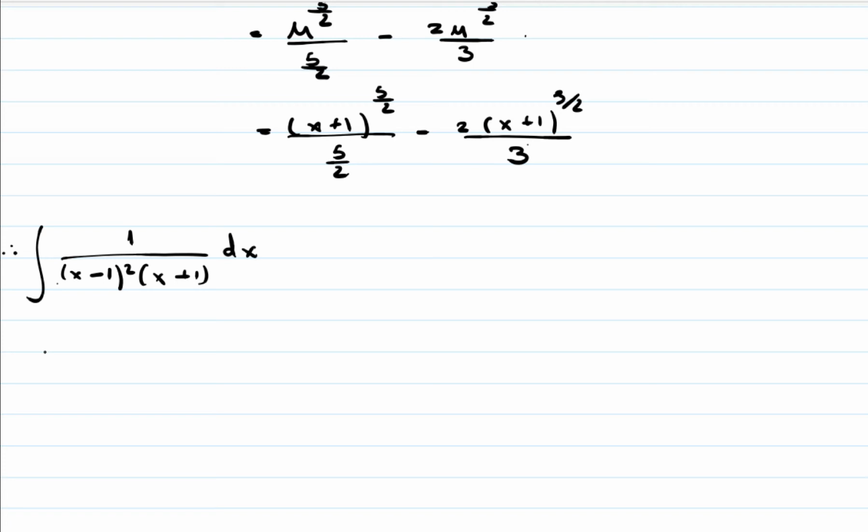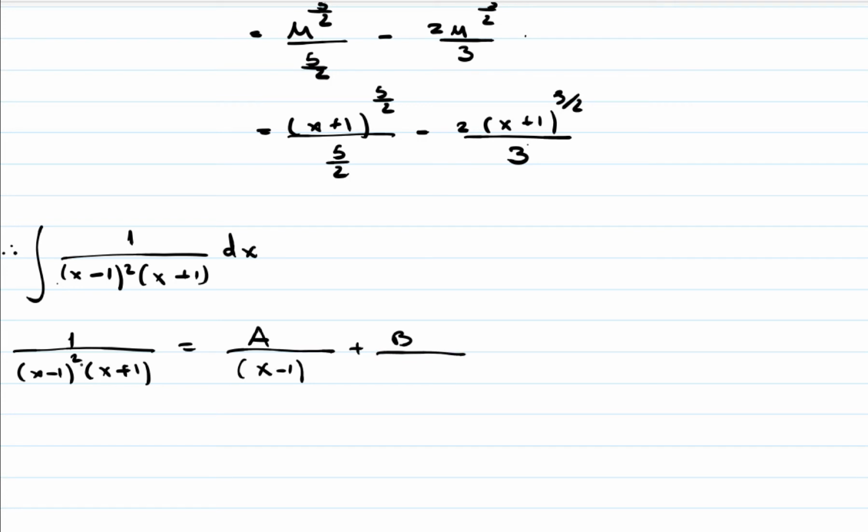So we can conclude from this that 1 divided by x minus 1 square into x plus 1 can be equal to a, this is a constant. This a is going to take the first part of this, so it will be a divided by x minus 1, plus next b takes this whole expression with its power, this is going to be b divided by x minus 1 square, and c is going to take this last expression, so it's going to be c divided by x plus 1.